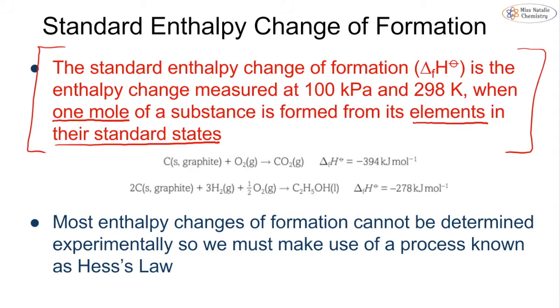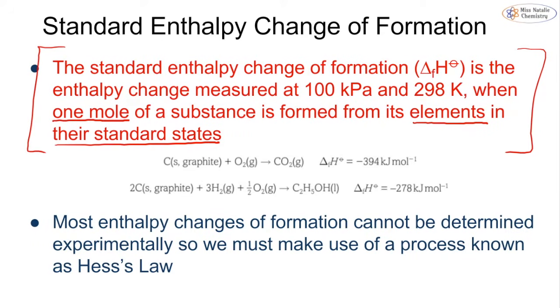For example, we can have graphite, or carbon in the form of graphite, reacting with oxygen as a gas to give us carbon dioxide gas. Or carbon in the form of graphite reacting with oxygen and hydrogen, both as gases, to give us liquid ethanol.